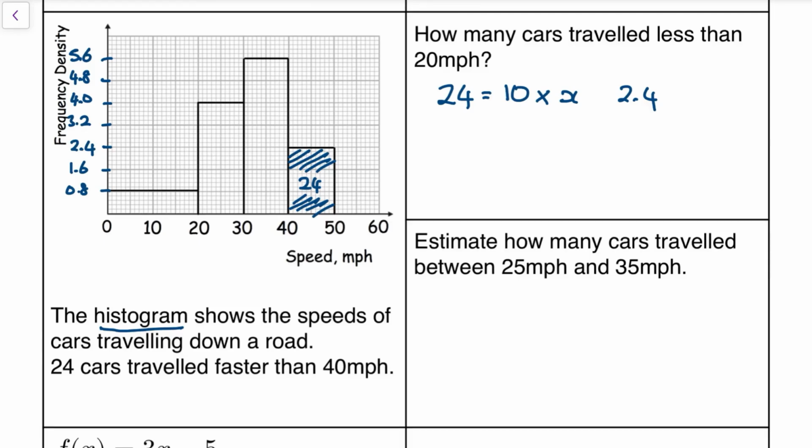How many cars travelled less than 20 miles per hour? Well, that's this box here. And this box here is 20 wide times 0.8 high, and 20 times 0.8 is going to be 16 cars, and that's going to be my answer to this question.